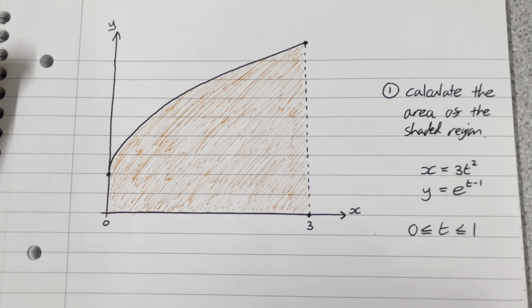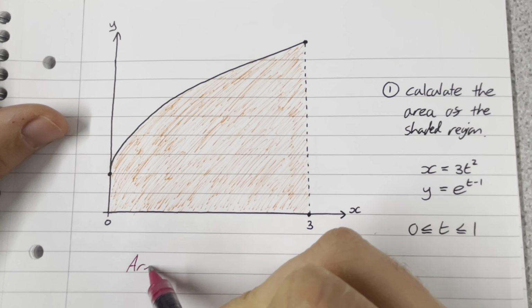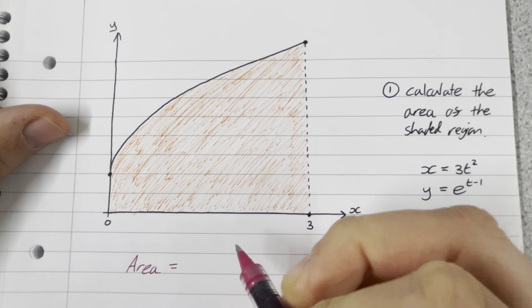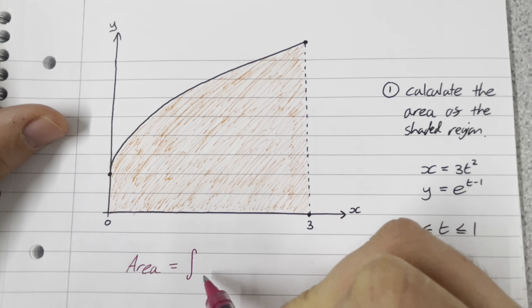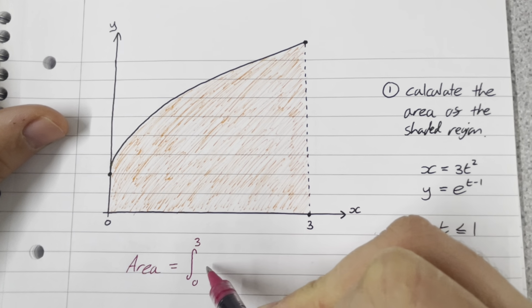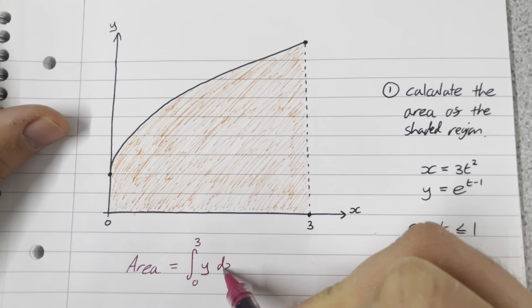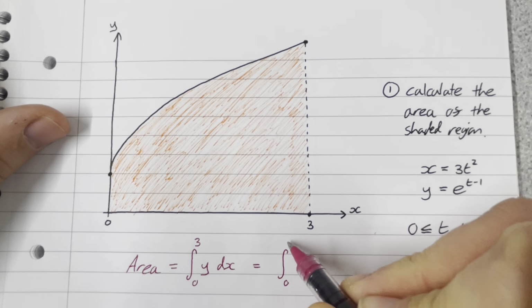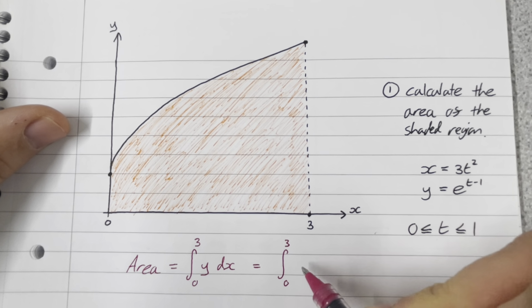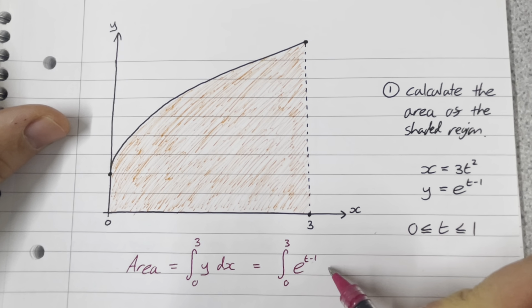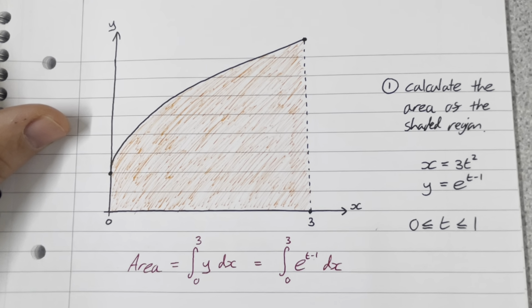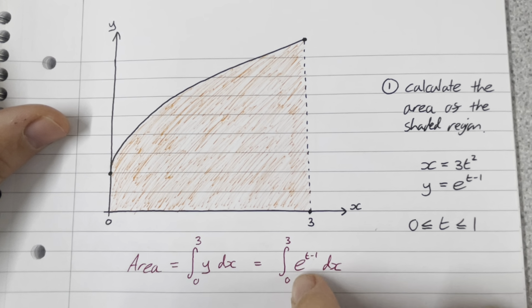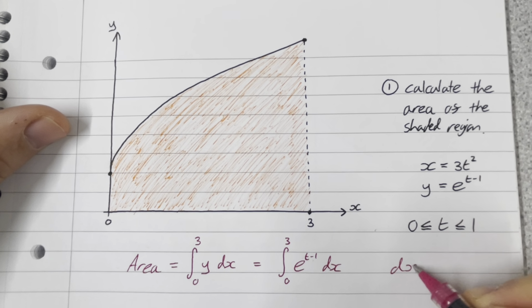Okay, so let's start with our year 12 knowledge. We know that the area, the shaded region here in orange, is going to be equal to the integral from 0 to 3 of y with respect to x. Now that's going to be equal to the integral from 0 to 3 of e to the t minus 1 dx. Okay, so we need to change the dx into a dt, and we also need to change these x limits to t limits.